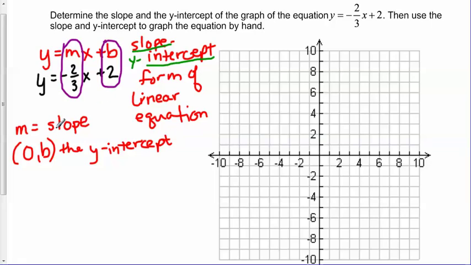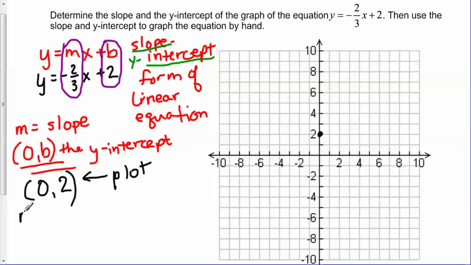And so to graph this, we're going to start with the y-intercept. That's going to be our starting point. For the problem we have here, our y-intercept is 0, and the 2 is positive, so it's going to be (0, 2). So we're going to start here, and we're going to plot this point. So plot (0, 2), just right here. And now we want to use our slope of negative 2/3.